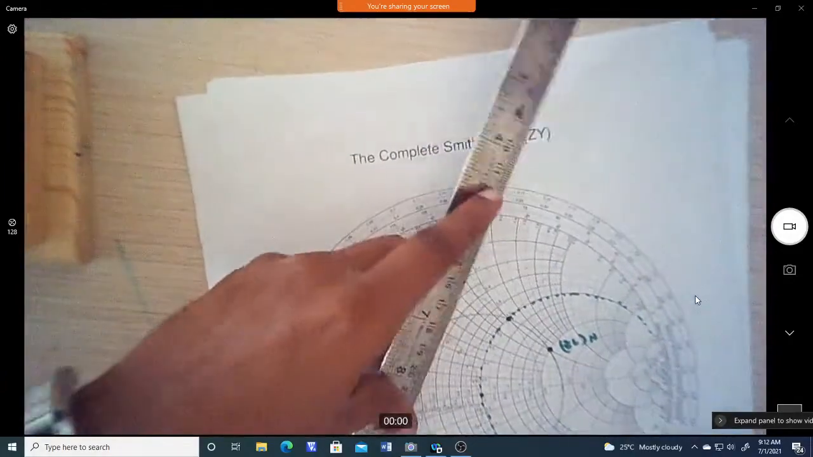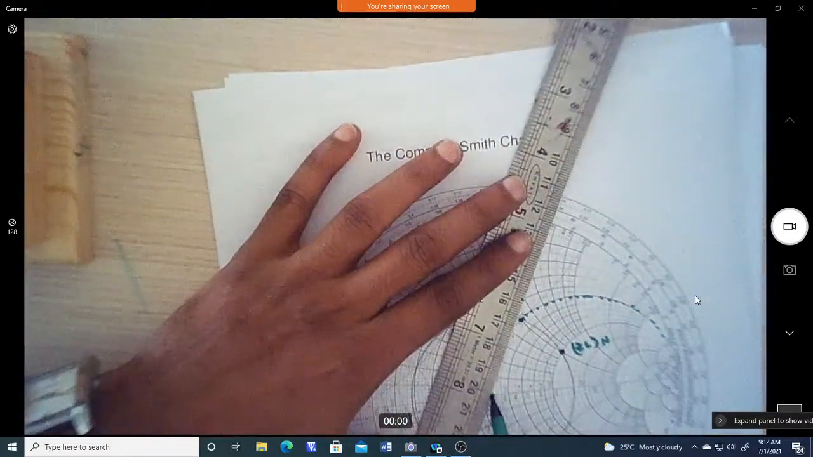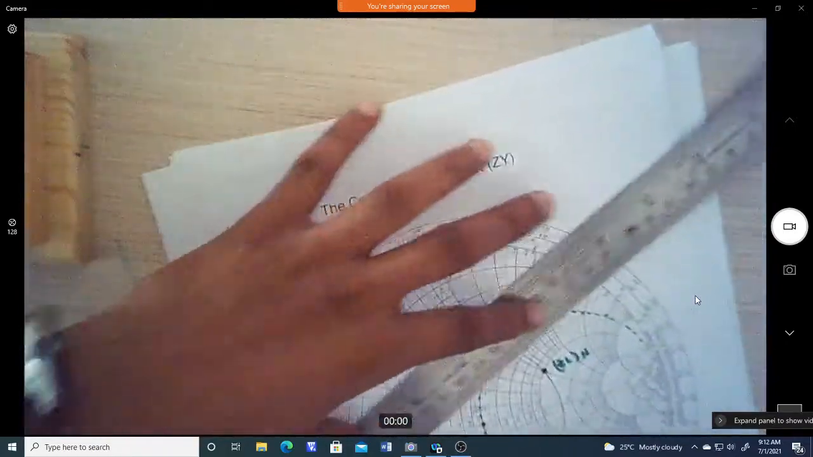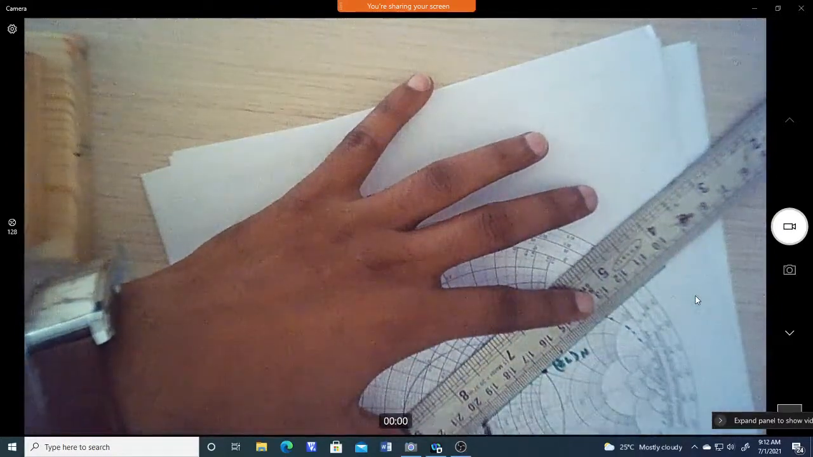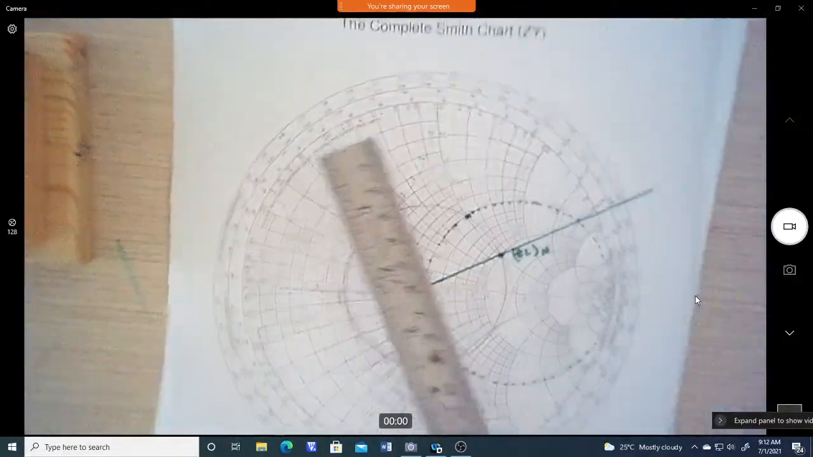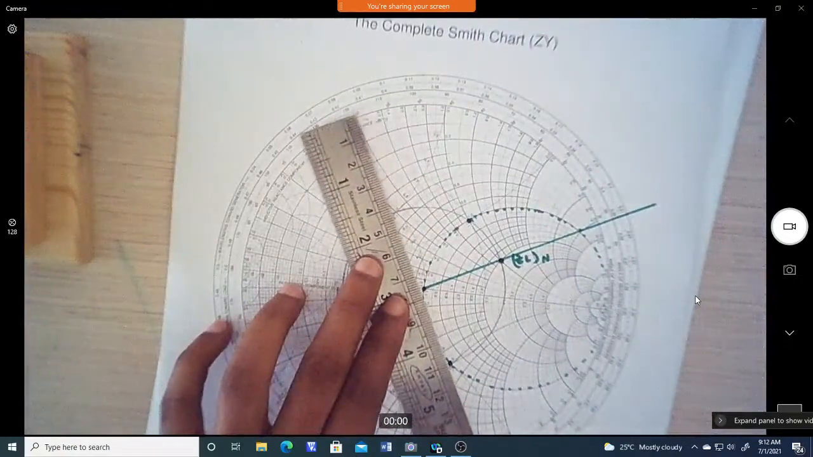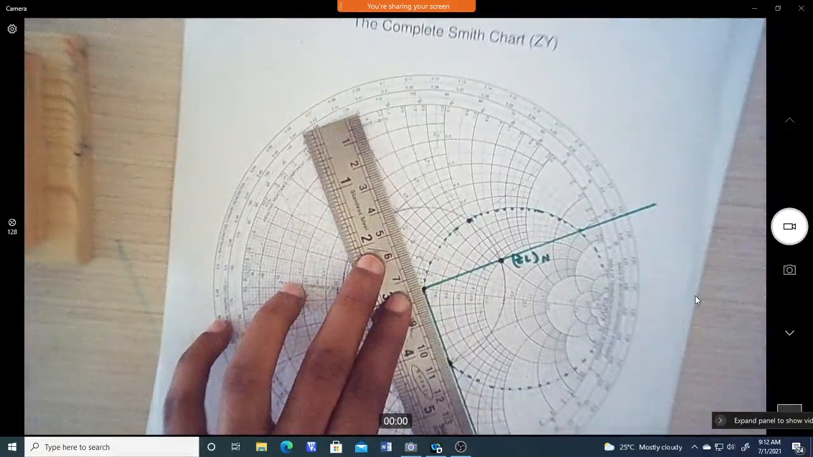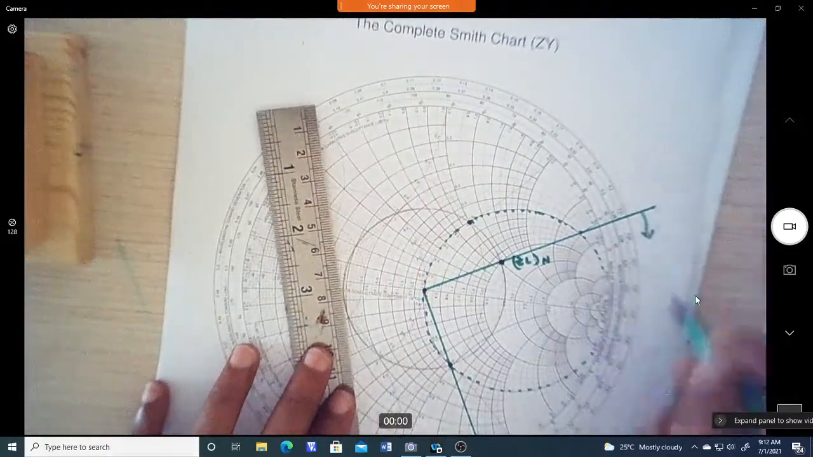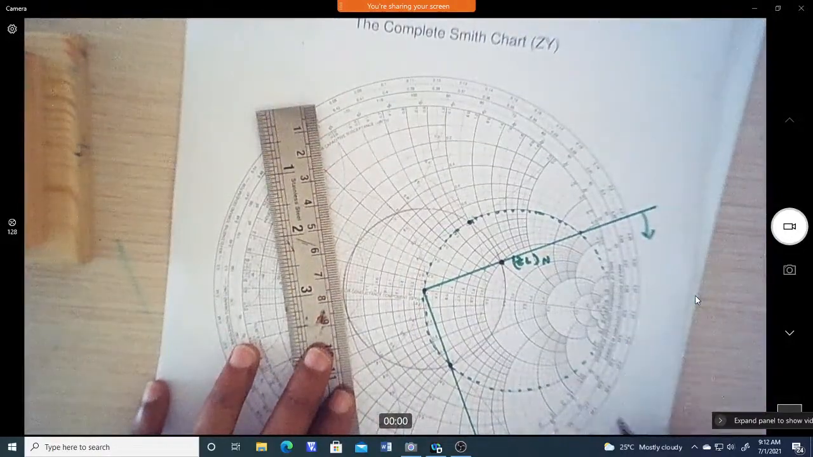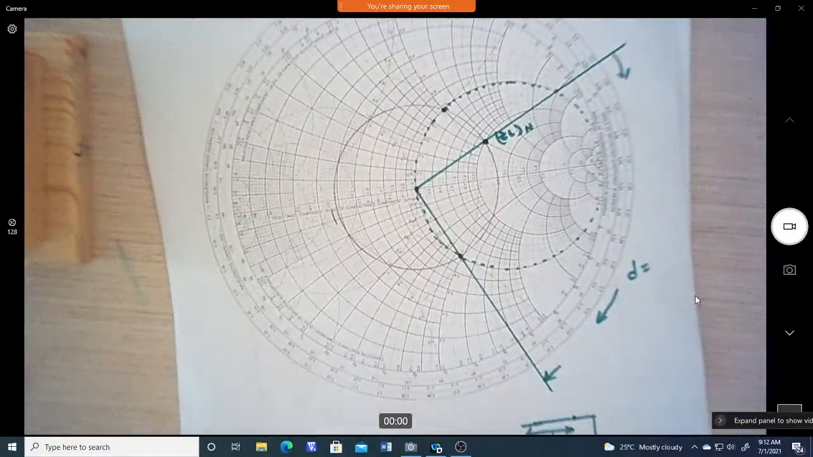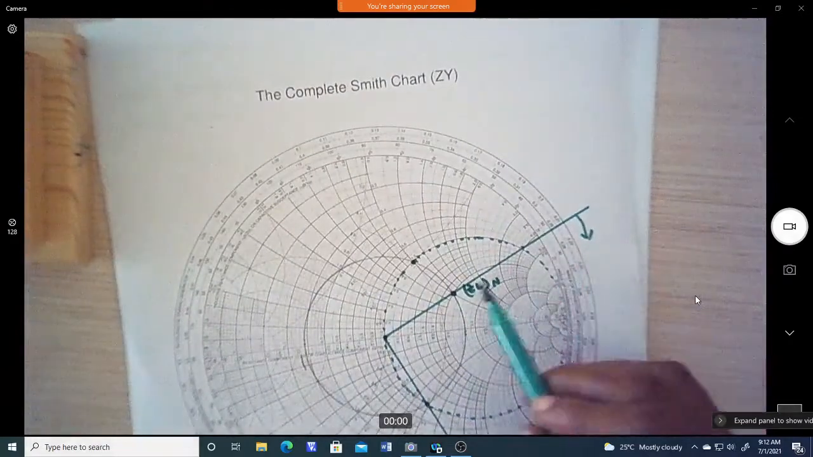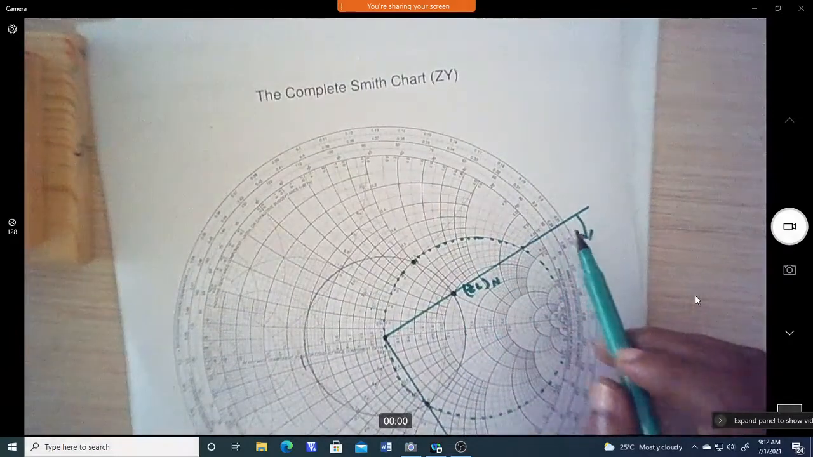Okay, so you can draw the line. So here is the load point. Now we need to move from here to here, the distance. So draw the line. This is the distance we are moving towards the generator. So measure the distance. What is the distance here? I found here 0.212.